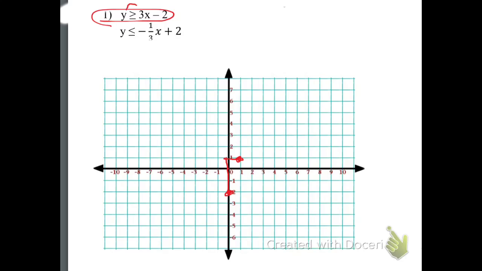And remember, you have to decide whether it's going to be connected or not connected. Since it has the equals part of it, so it's greater than or equal to, you're going to do a solid line, just like that. There you go.